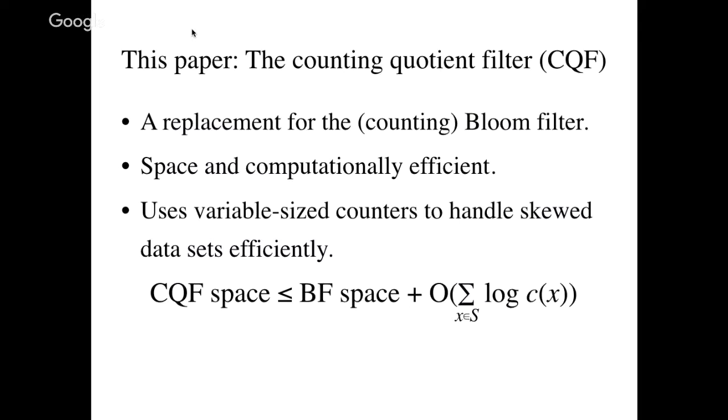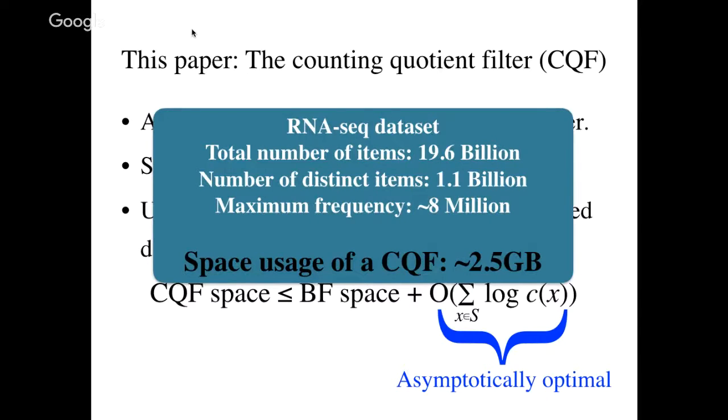The main thing here is that it supports variable-size counters to handle skewed distributions. By that, I mean the space usage of a counting quotient filter is always smaller than or equal to the space of a standard Bloom filter, which does not count, plus the space to represent all the counters in an optimal form. So the space is basically the summation of the log of all the count values of all the elements, which is asymptotically optimal. For the same data set, if you represent it using a counting quotient filter, it will take about 2.5 gigs of space, which is much better than a counting Bloom filter.